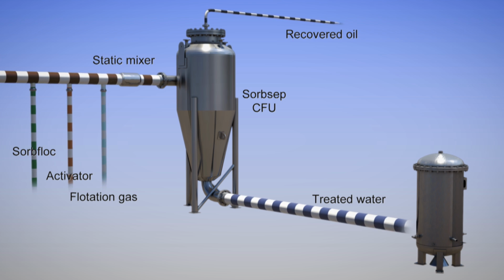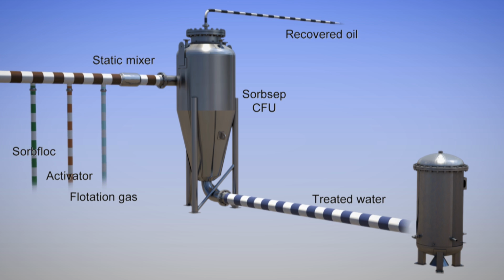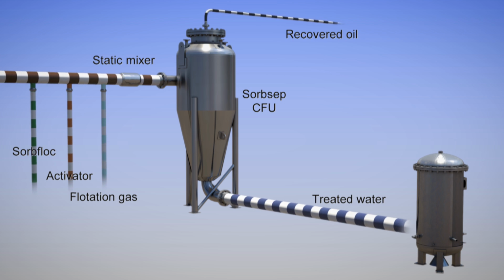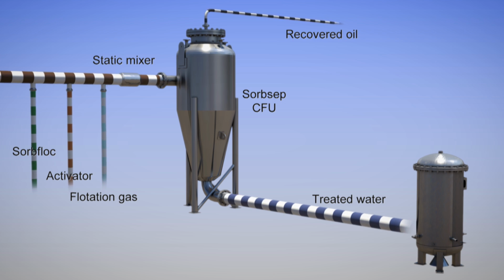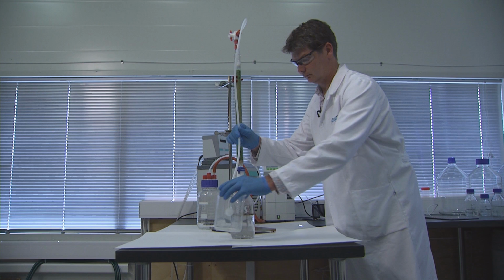Induced gas bubbles give low density, but still mechanically strong flocs. High rotational speeds and the special vortex characteristics of SORBSEP yield clean, treated water with below 10 ppm oil, before the optional polishing filtration. For some applications, even cleaner water may be required. It is here we use the SORBPOL polishing filter to approach zero discharge of oil in water.